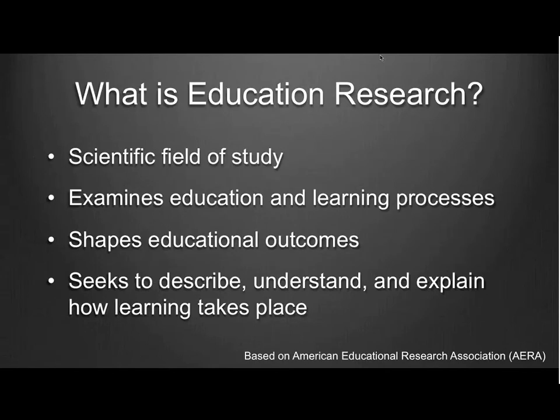So first off, before we actually begin talking about educational research, we have to really understand what it is. Basically, if you look at the American Educational Research Association, they define educational research as a scientific field of study. It examines not only the processes of education, but also of learning. The idea is that the research coming out of this body of work should shape our educational outcomes, and they seek to describe, understand, and explain how learning takes place. And that's what we're all wanting to understand: if we do this work, can we actually change our educational outcomes and understand where processes need to be changed?